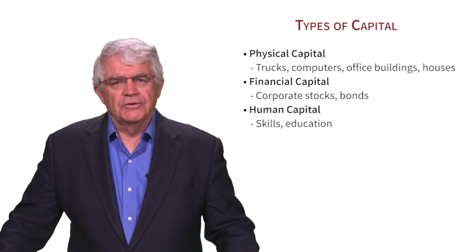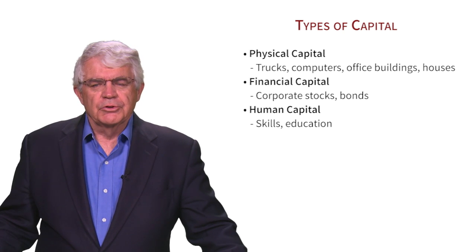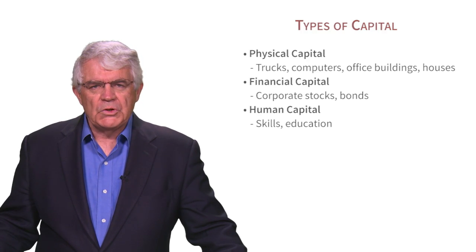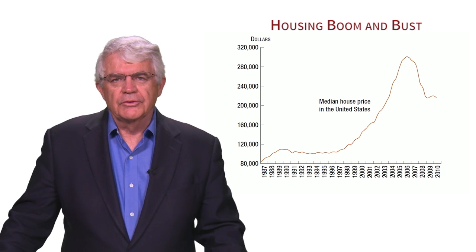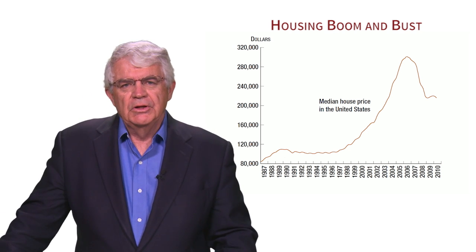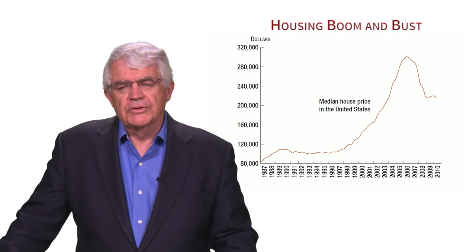But today we're going to focus on physical capital and really think about what determines its price, how much is produced, etc. So let's consider an example. First of all, this is a picture of housing prices in the United States. It goes from the mid-70s until the present, and you can see on the vertical axis the median price of houses in the economy. It accelerated a lot around 2002 or 2003, reached a peak, and then collapsed.